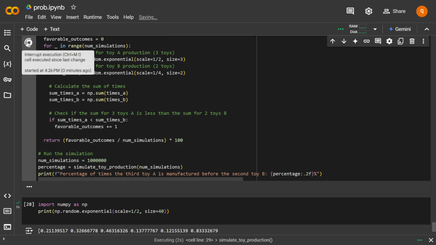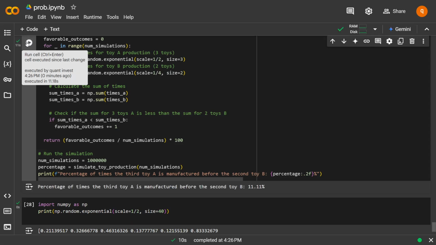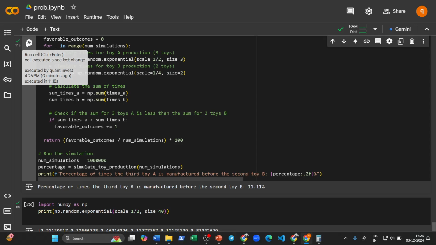Obviously I know 1 by 9 was 11.1. I did not need a calculator, but just for you I used the calculator. So maybe we should reduce. Oh, we got exactly 11.11.